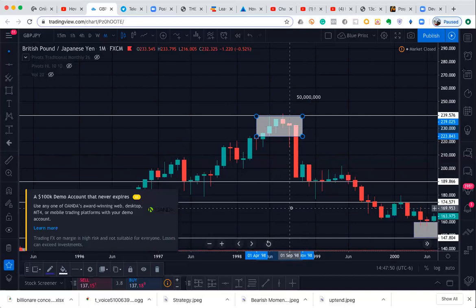If I go to a 5 pip, what I gain is still going to be the same, but the lot size increases. Okay, the lot size increases. My reward is still the same. My loss is still the same. I'm going to lose $5 and gain $5, but the only thing that happened is that now my lot size increased.